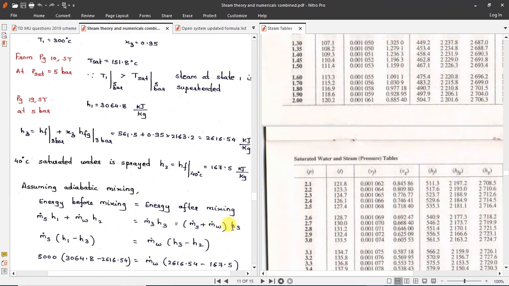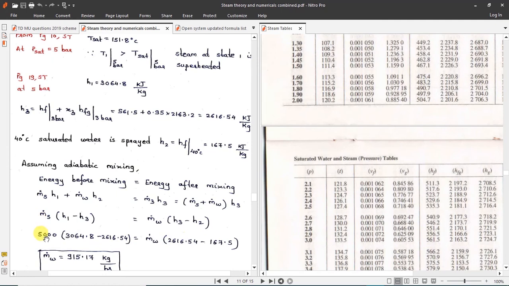We have all the values of enthalpy. Now what we will do? We will take this m dot s into h3 towards the left hand side. So m dot s into h1 is there, and m dot s into h3 we are taking on the left hand side. So m dot s is taken common, h1 minus h3 equals, on the right hand side we have m dot w into h3, and this term we will take on the right hand side, it will become negative and we get minus h2. Now m dot s is 5000 kg per hour, the h1, h3, h2 values are known, and the only unknown is m dot w, the mass of water.